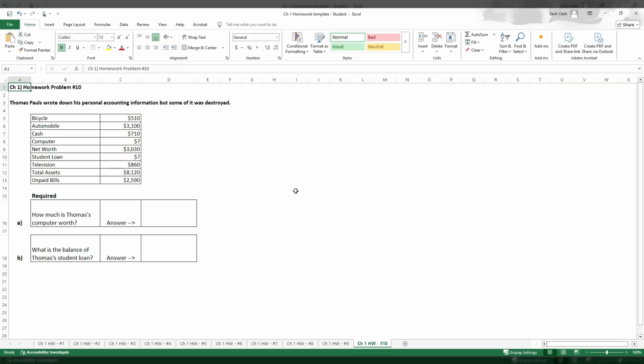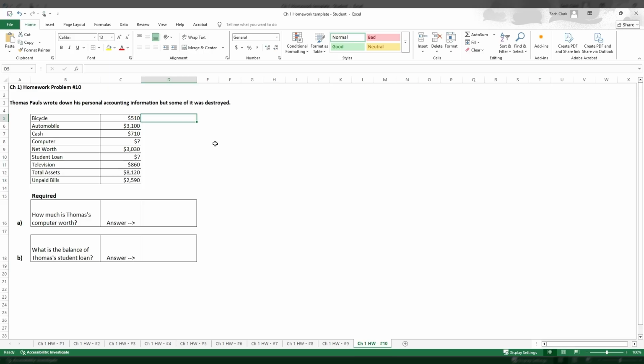Okay, so in our last problem, number 10 here, we have various personal accounting information that was written down. Some of it was destroyed. So we have different things going on here, and we need to calculate how much this computer is worth. You can see it's got a question mark, and what's the balance of the student loan. So that's our task here. We've got to put the puzzle together, if you will.